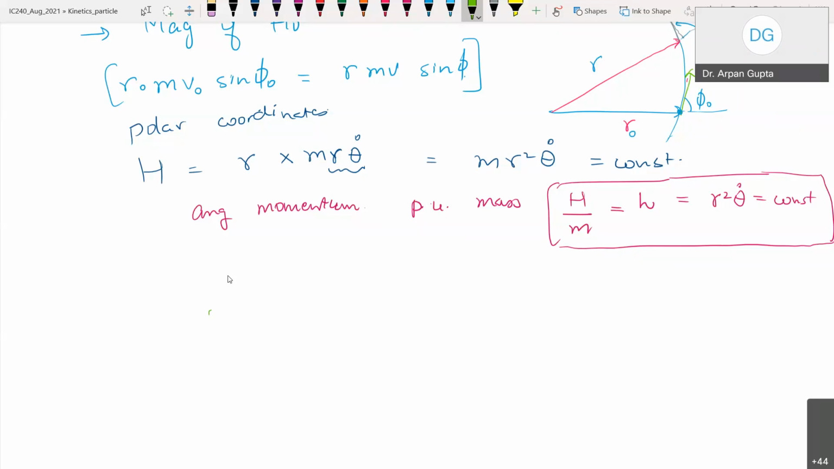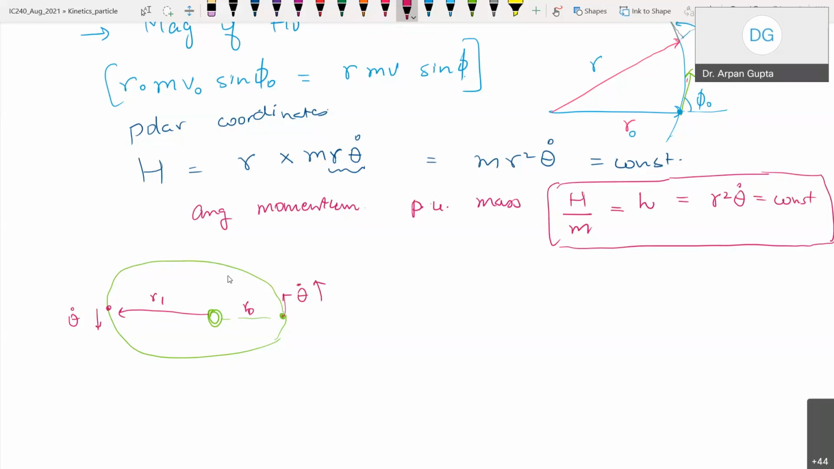So what it means is that if this is, let's say, our planet and we have a satellite moving something like this, if r is small, let's say this is r0 and r1, then the theta dot is going to be large. So here your theta dot is going to be a larger value, and here the corresponding theta dot is going to be small.